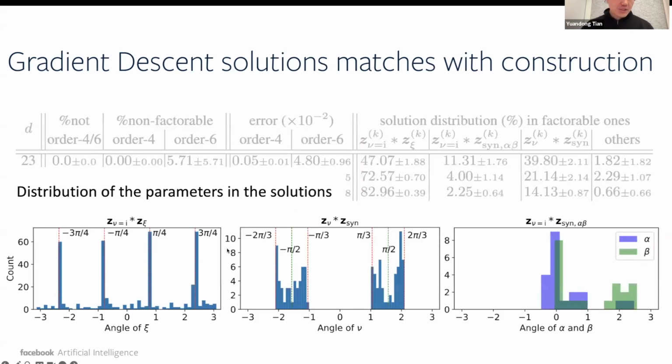So if you actually print out the distribution of the parameters in these solutions, you see very nice structures as well, right? It looks like gradient descent really prefers solutions that lead to highly symmetric structures, which is super interesting and something that we haven't fully understood yet.